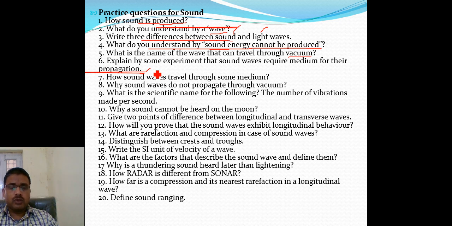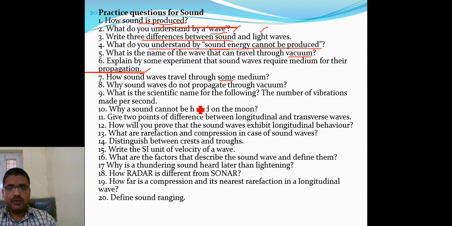Now the seventh question, how do sound waves travel through some mediums? That means they propagate when the disturbance is created, they propagate from one point to another point. These things you can write down here. So many questions I have given in front of you.